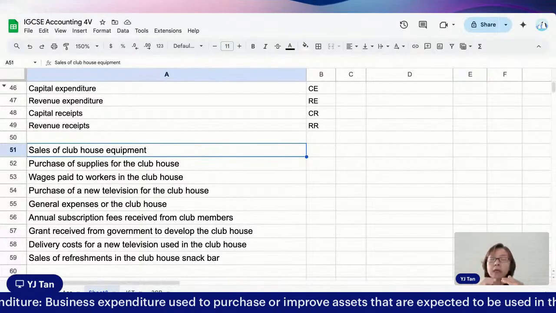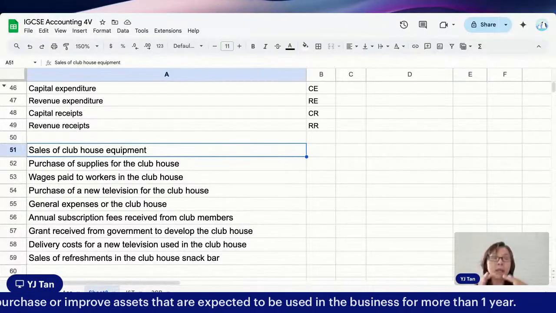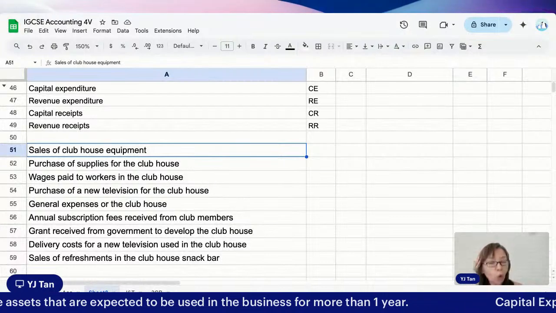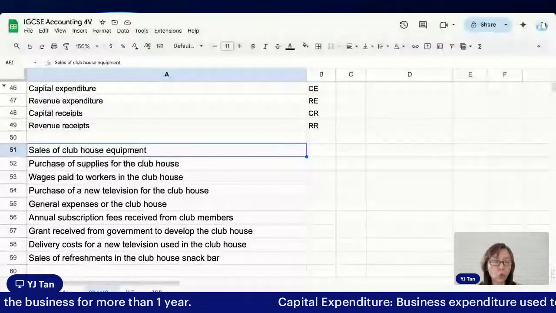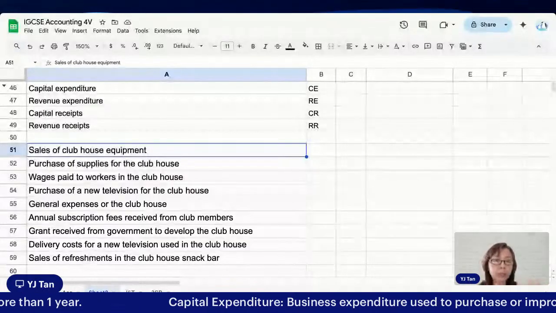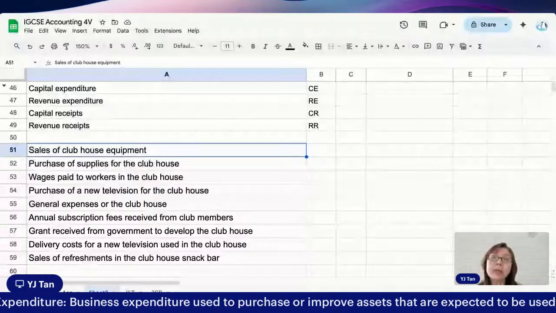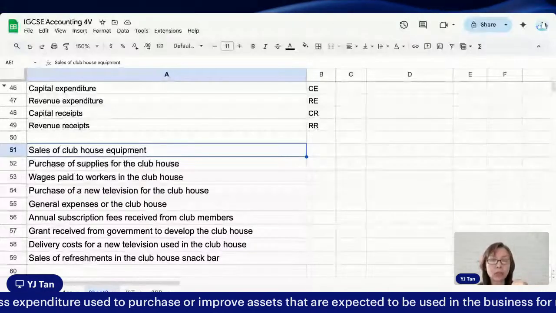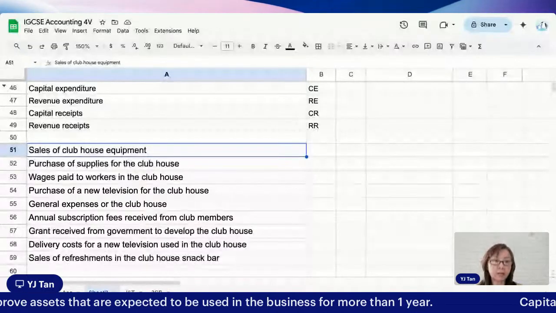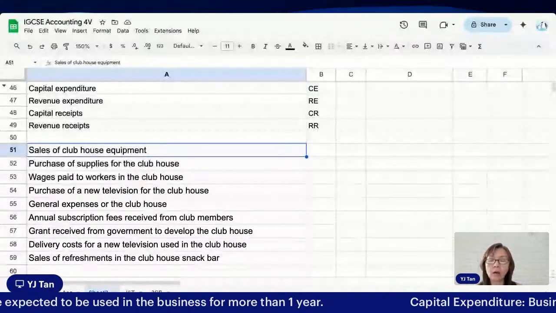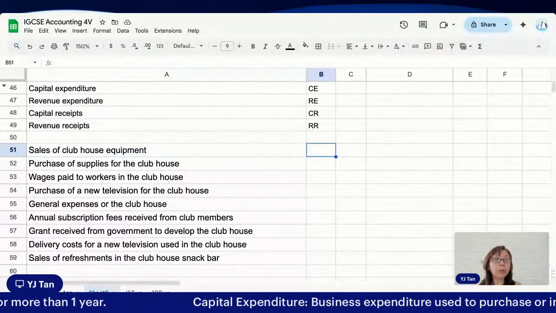These sales of equipment, normally equipment is actually classified as an asset. So when the asset is sold, the equipment was not purchased for trading purposes. Equipment is normally used for the business's own use. So it will not be classified as a revenue receipt. It will be classified as a capital receipt. It normally won't happen.